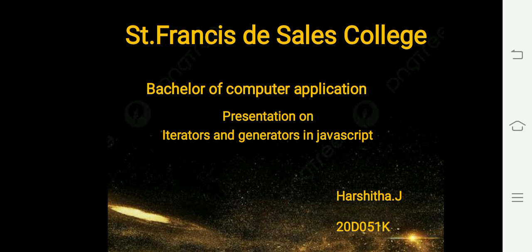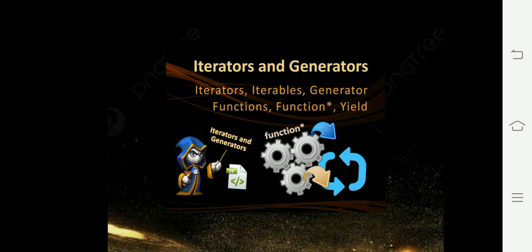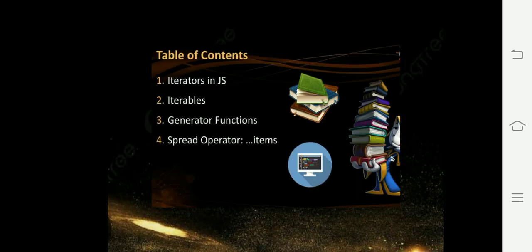In JavaScript, an iterator is an object which defines a sequence and potentially a return value upon its termination. Specifically, an iterator is any object which implements the iterator protocol by having a next method that returns an object with two properties.